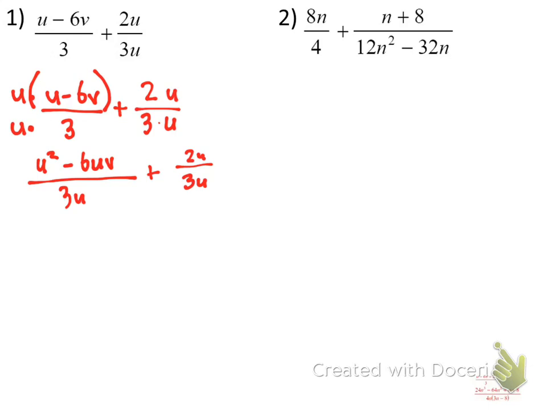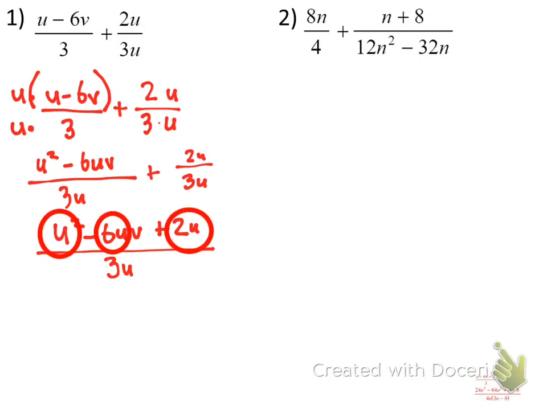Now I go to the next step, which is I add my numerators together. So we got u squared minus 6uv plus 2u. There are no like terms here, so they're all different terms. Denominator is 3u. The next step is simplify, okay? All of these terms have a u. This has a u, this has a u, this has a u, and this has a u, okay? So, since they all have a u, I'm going to take out one u or divide each of these terms by u. So, u squared divided by u is just u. 6uv divided by u is 6v. 2u divided by u is 2. 3u divided by u is 3.